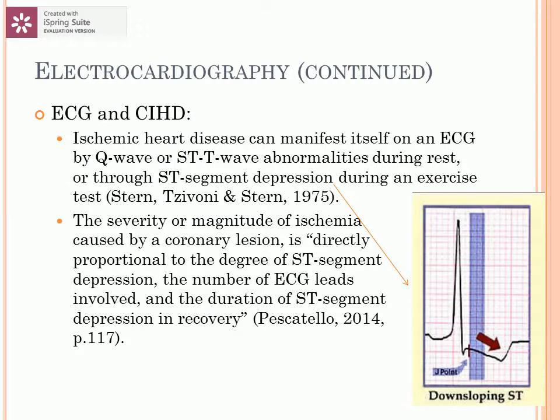So, ECG and chronic ischemic heart disease. Ischemic heart disease can manifest itself on an ECG by Q wave or ST-T wave abnormalities during rest, or through ST segment depression during an exercise test. The severity or magnitude of ischemia caused by a coronary lesion is directly proportional to the degree of ST segment depression, the number of ECG leads involved, and the duration of ST segment depression in recovery, so how long it takes to get back to normal state.